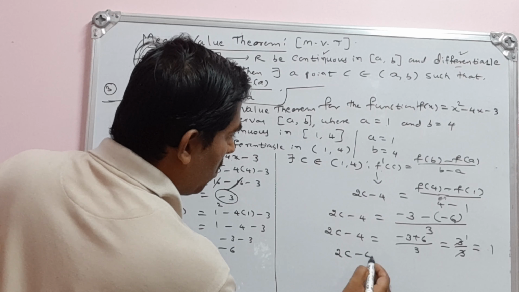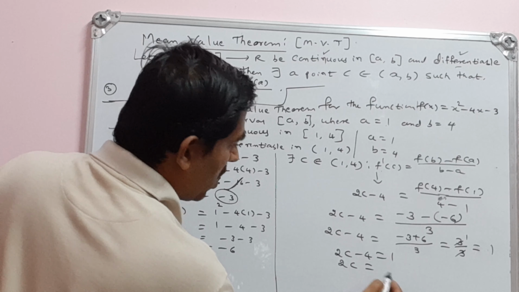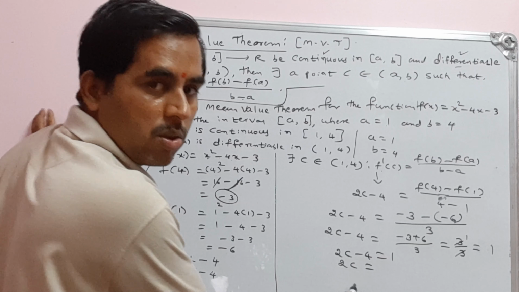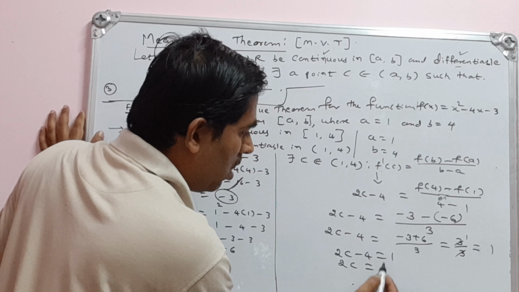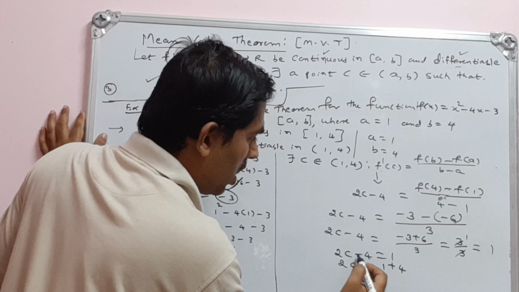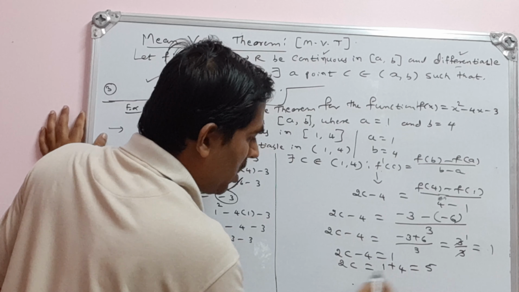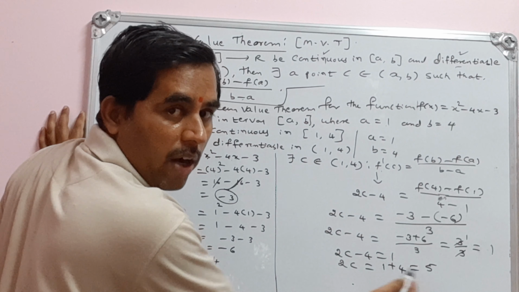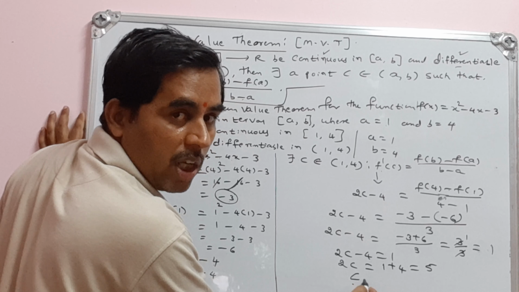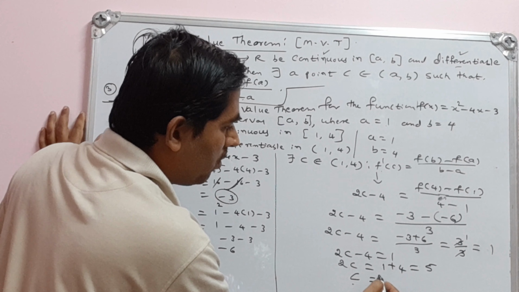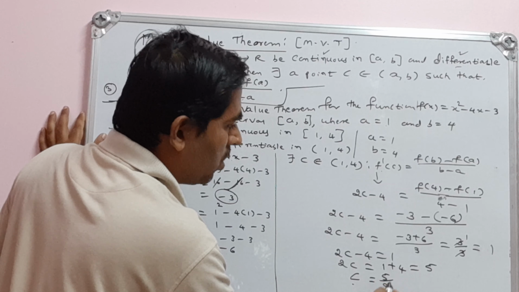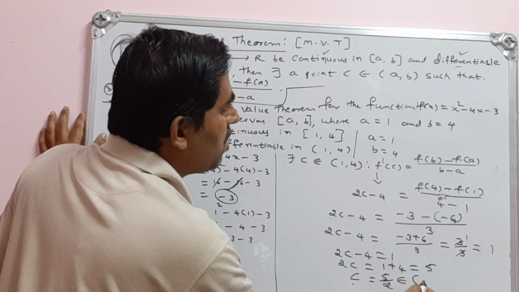So 2c minus 4 is equal to 1. So we have to solve for c. So 2c is equal to 1 plus 4. I will shift minus 4 to the right hand side. 1 plus 4 is 5. So 2c is equal to 5. So we want to get the value of c. c is equal to 5 by 2. 5 by 2 means 2.5. So that is within our interval.